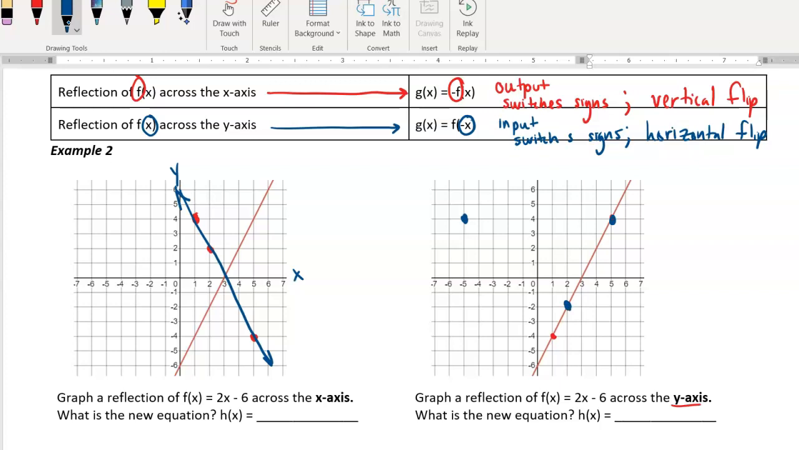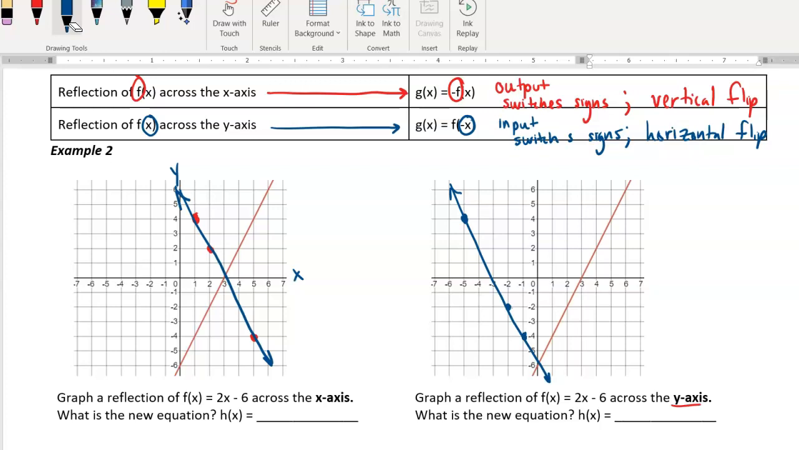So this point here is 2 units away from the y-axis, flip it over 2 units on the other side of the y-axis. This one's 1 unit from the y-axis, flip it over so it's 1 unit on the other side of the y-axis. So now I can connect those. Oops, I don't know what happened there. Let me fix that line. There we go. Yeah, that's better. Okay, so that's what our graph would look like if we flipped it over the y-axis.